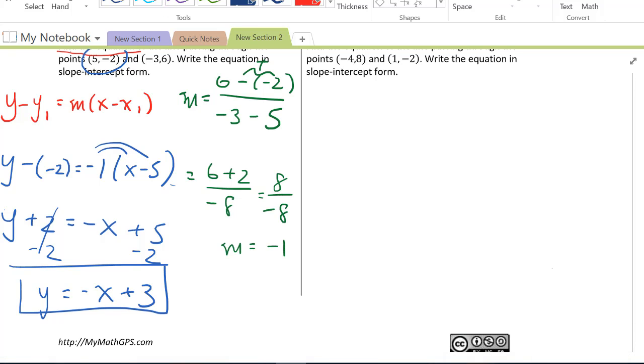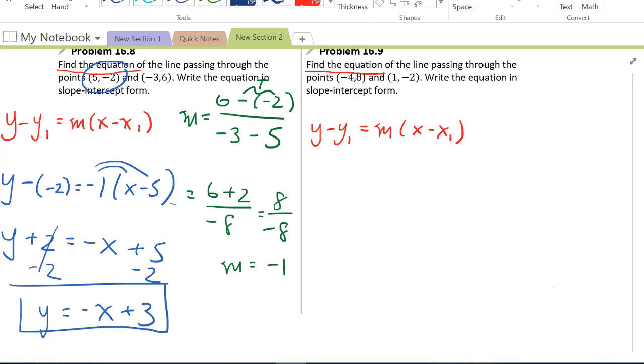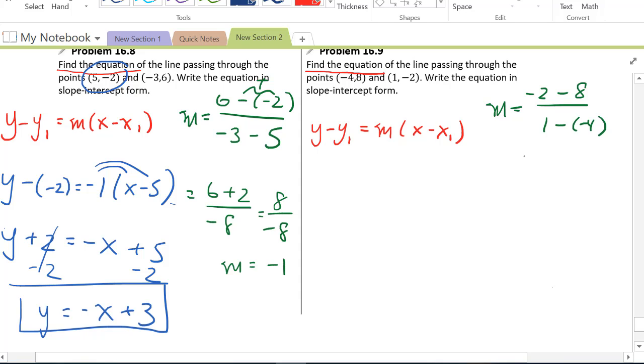Right, last one. Again, the question says, find the equation. So, point slope formula, y minus y1 equals m times x minus x1. But first, we need to find the slope. Well, what's the slope? Slope is y2 minus y1 over x2 minus x1. That's equal to negative 10 divided by, this guy turns into a plus, so that's really 1 plus 4, which is 5. Negative 10 divided by 5 is negative 2. So slope is negative 2.